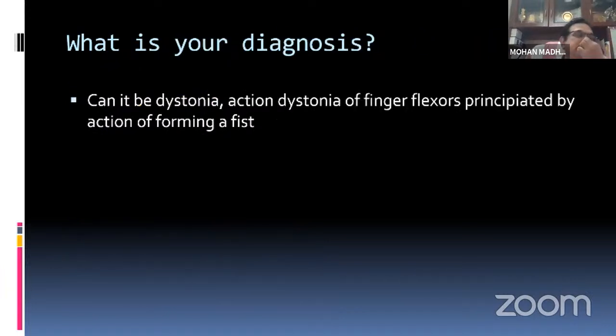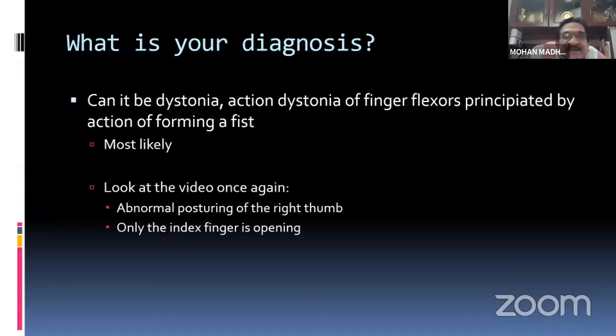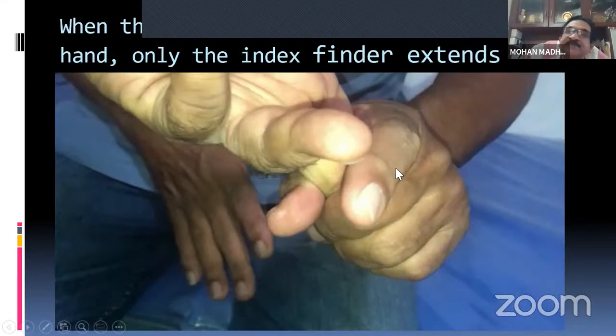Now look at the position once again. Can be dystonia. Action dystonia of the fingers, precipitated by action of forming. Yes. Yeah, look at that video once again. Look at the abnormal posturing of the thumb. When the hand opens, only the index finger opens. Other fingers remain closed. So look at this. That means it's not an act that is the problem. Only some of the fingers are opening, some of the fingers are overacting. This is my hand. This is this patient's hand.